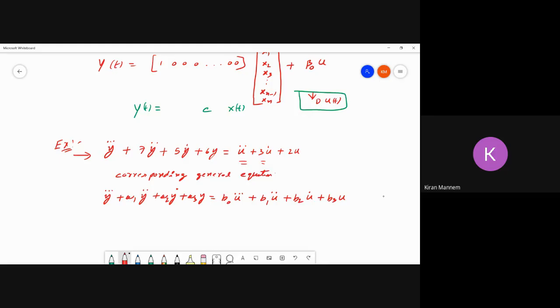So now what are the values here? Your a1 is equal to 7 and a2 is equal to 5 and a3 value is 6 here. Now what is b naught value? Here I don't have triple dot, so b naught is equal to 0 and b1 is equal to 1 here and b2 is equal to 3 and b3 is equal to 2, right?